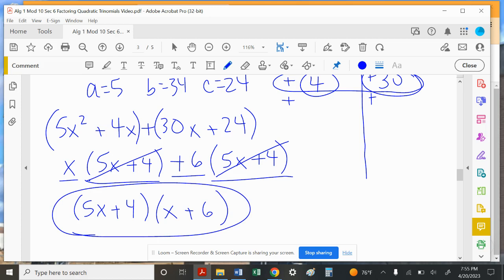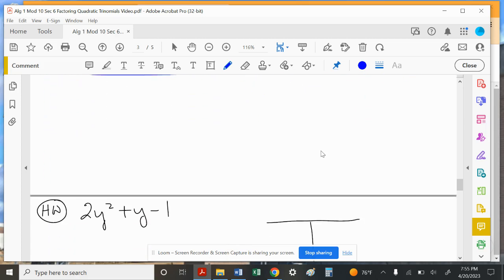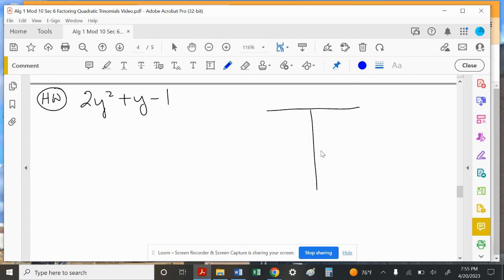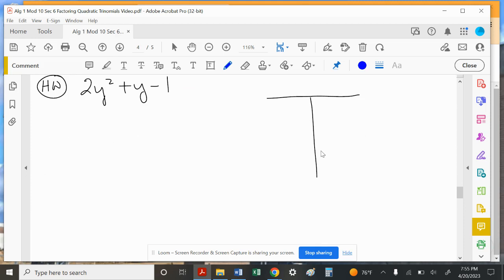So that's one way to do it. You can do it by grouping. That's the method that I just did here. Or we can do the box method, which will be the next method that we're going to do on this one. So we have 2y squared plus y minus 1.